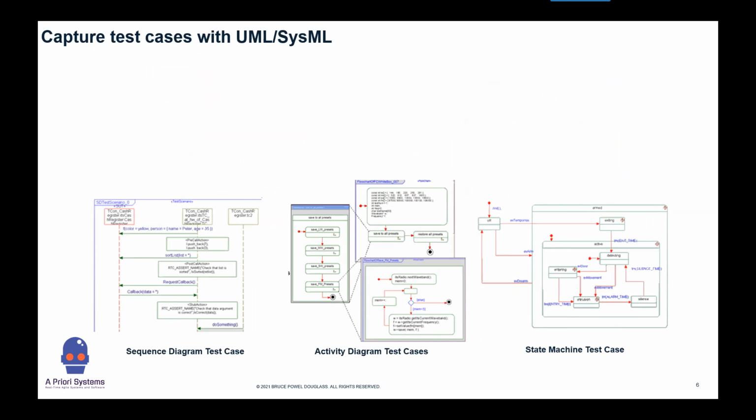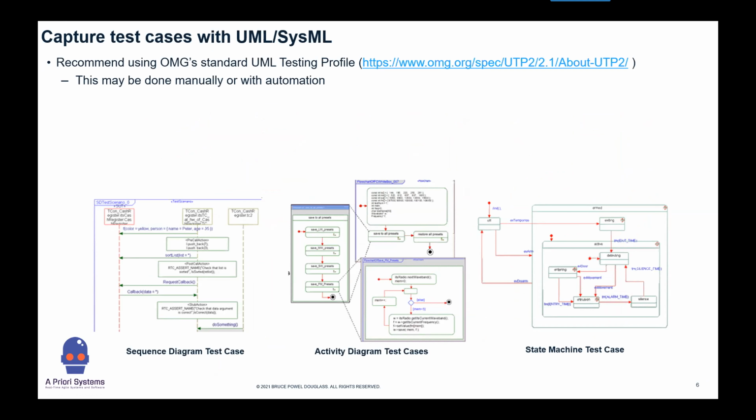As I mentioned, when we capture test cases, the most common thing to do would be sequence diagrams. So if I've got 10 test cases, I've got 10 different sequence diagrams that I apply to my system under test to see whether or not it's right. I can also specify these with activity diagrams, state machines, or even code snippets if I want to do that.